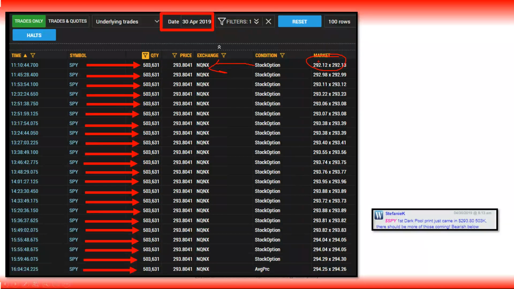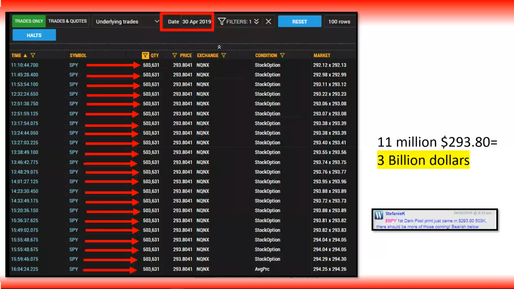293.80 at 11 o'clock. Yeah, those are late Darkpool sell prints. And you can see I run on the app: first Darkpool print just came in. There should be more of those coming in. Bearish below. There should be more because they're like cockroaches. Now, if we do the math, 11 million times 293.80 gets you to $3 billion.